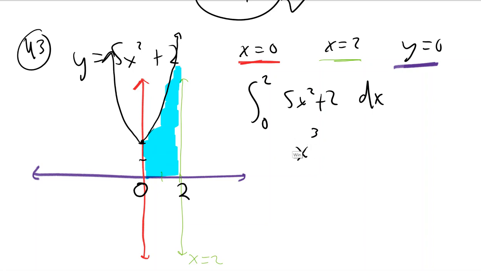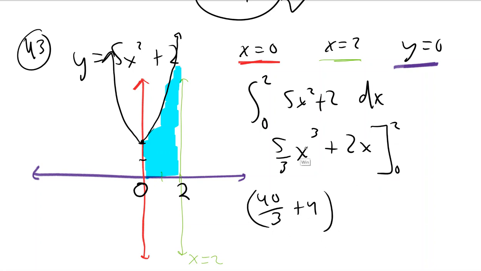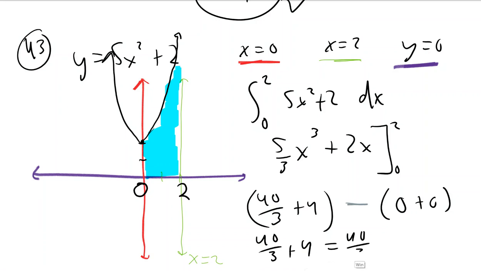So raise the power by 1, divide by the new power, raise the power by 1, divide by the new power, plug in a 2, then plug in a 0, subtract those values, and it looks like we should get 40/3 plus 4, or 52/3.